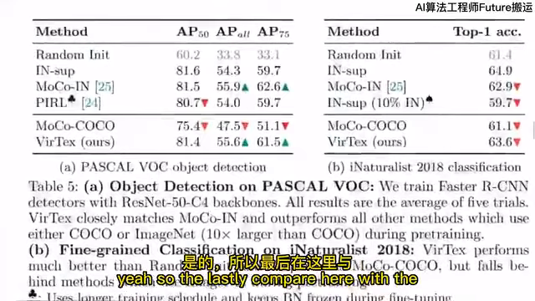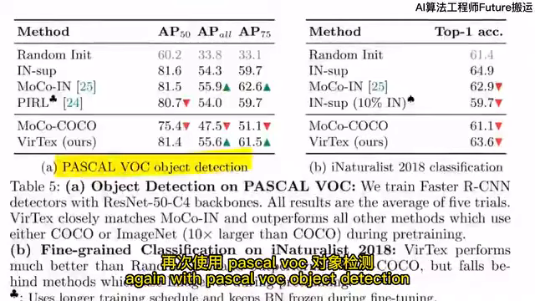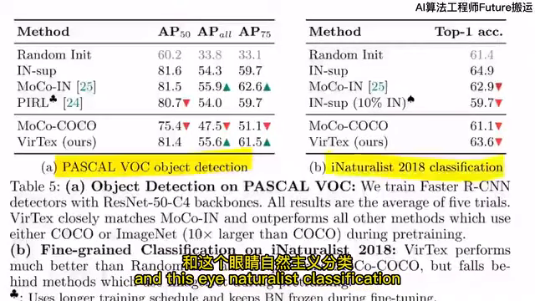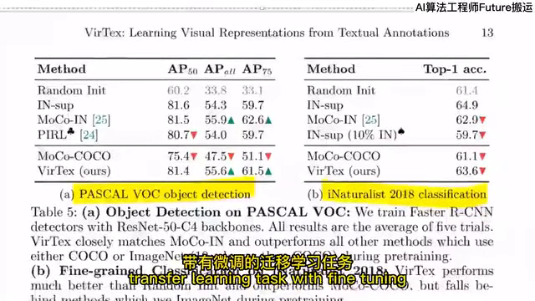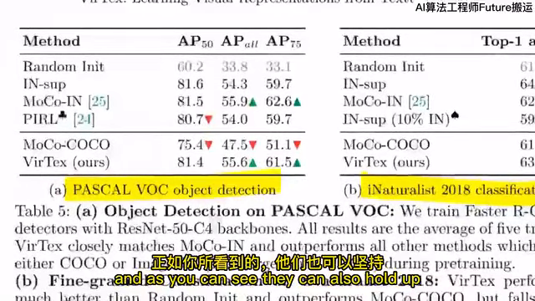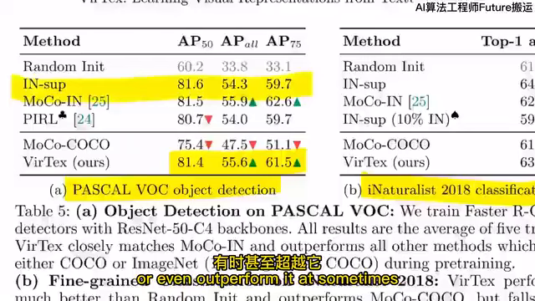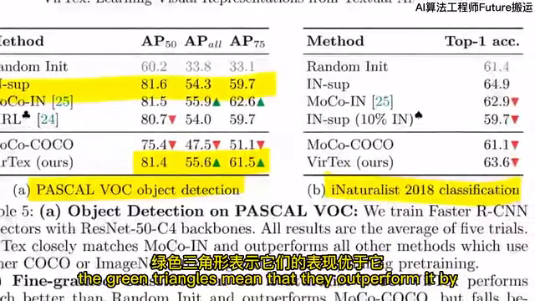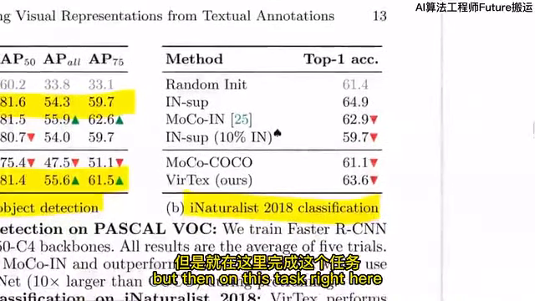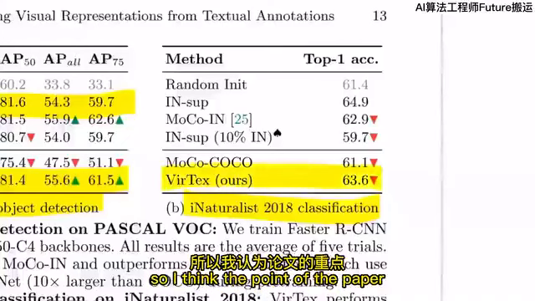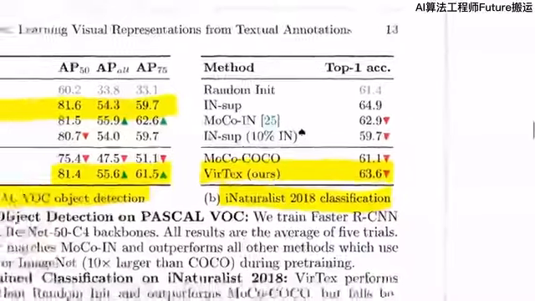So lastly, they compare here with Pascal VOC object detection and these iNaturalist classification, where I believe this is also a transfer learning task with fine tuning. And as you can see, they can also hold up against the supervised baseline or even outperform it at times. The green triangles mean that they outperform it by a significant margin. But then on this task right here, they again lag behind.